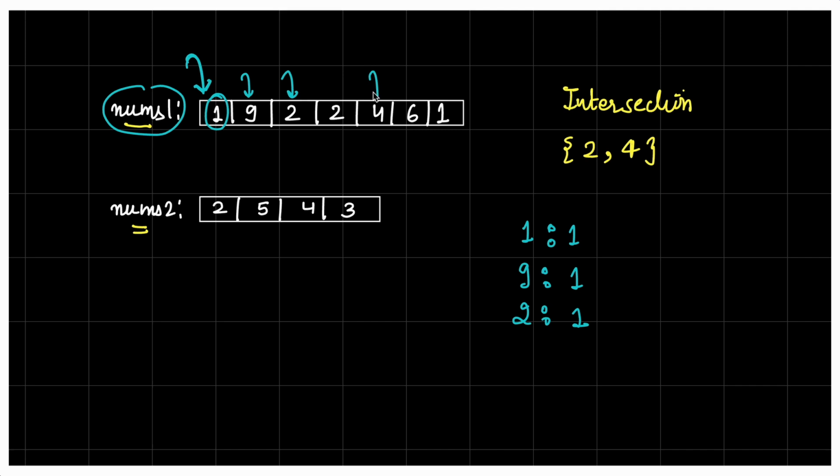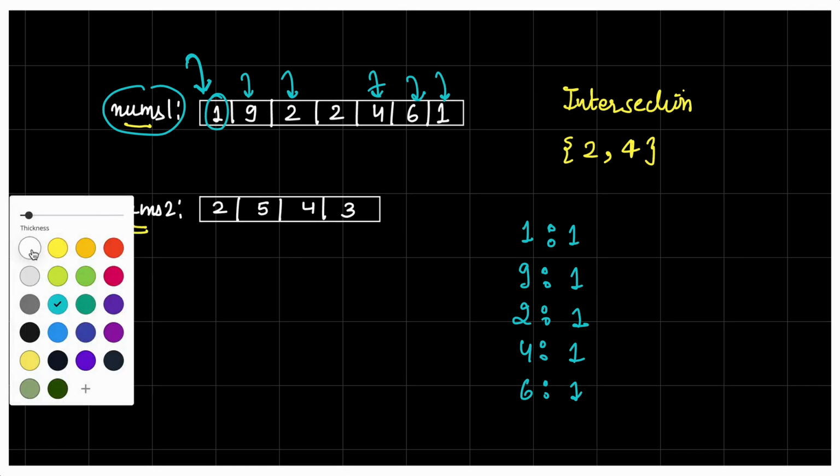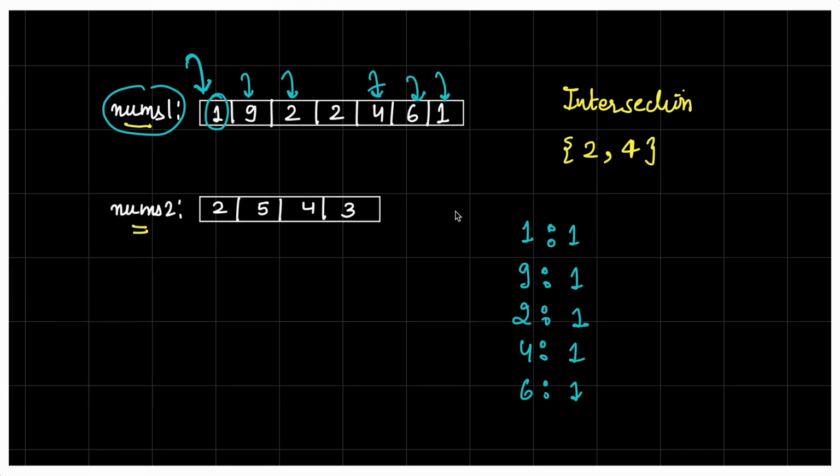Now let's come to 4. Again I'll store 4 with value 1. 6, I'll again store 6 with value 1, and again 1 comes, so 1 with 1. It is going to give us the same value, so it will be overwritten again. So we have created this map with the help of nums1. Let's say I am calling it seen. Whatever elements I have seen, I have stored with value 1 in the map. So this is our first step.